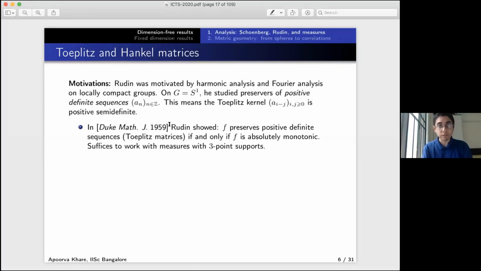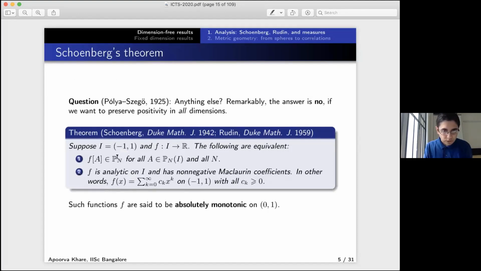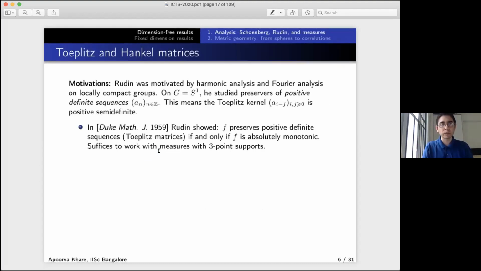In his 1959 paper, going back to these positive semi-definite sequences, F preserves positive definite sequences or Toeplitz matrices of all sizes if and only if F is of that power series form. Remember, the theorem that Schoenberg and Rudin proved is that it preserves positivity on all matrices of all sizes. But Rudin said you don't even need all matrices. You just need the Toeplitz matrices, which are positive semi-definite of all sizes. And not only that, you in fact need Toeplitz matrices of rank at most 3. That's a far smaller set than the set of all positive semi-definite matrices. Just rank at most 3. So that's what he means here.